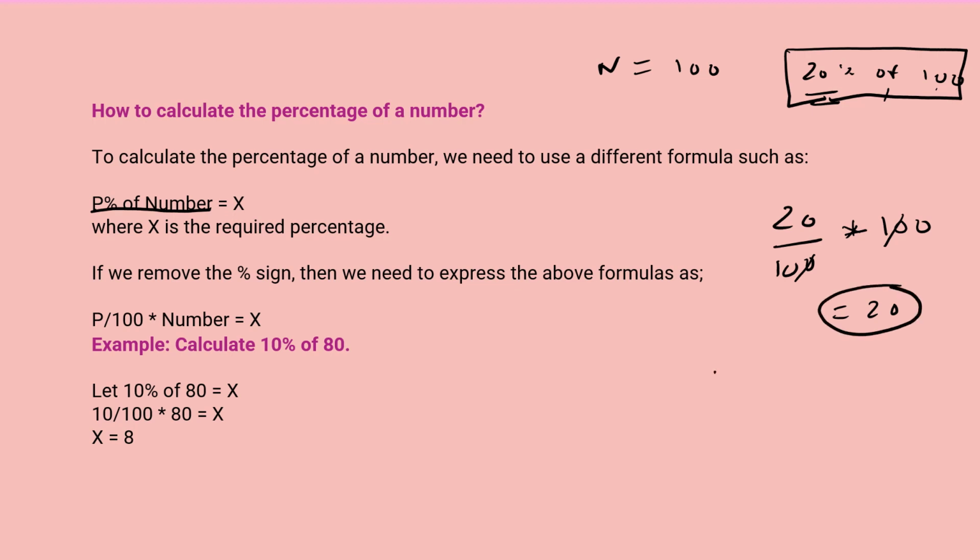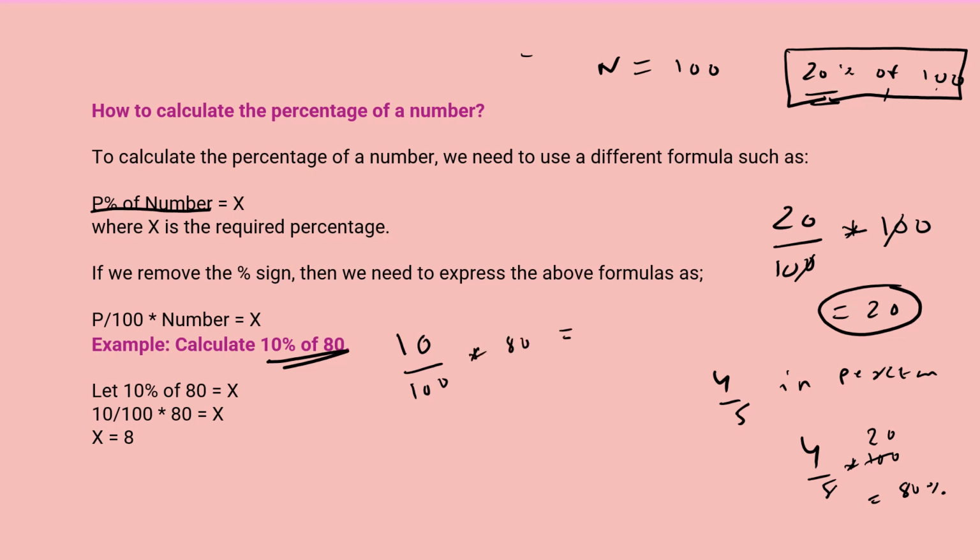Similarly, if someone asks you what is 4 by 5 in percentage terms, then how are you going to calculate it? You do 4 by 5 into 100. This is 20, so this is equal to 80 percent. Okay. Similarly, we have taken an example which is 10% of 80. So you do 10 by 100 and you multiply it with 80. How much will you get? This 0 and this 0 will cancel, so you will get 8. So 10% of 80 is 8.